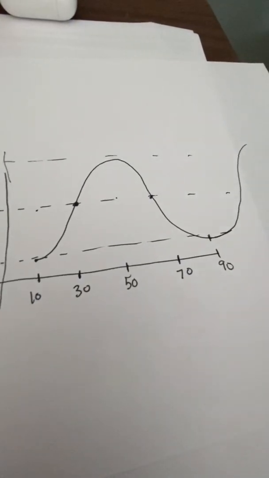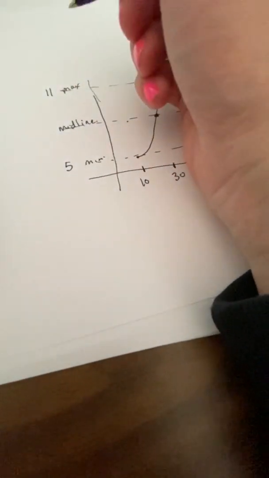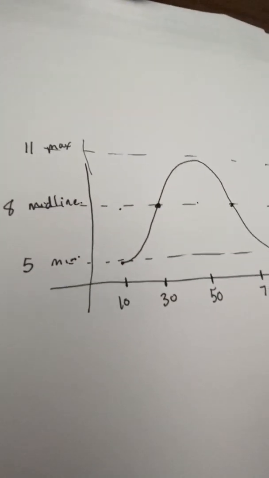So let's just say we did the math and want to know when it was at, let's put some numbers on here. Let's say this was 5 up to 11, so halfway would be at 8. So it went up 3, it went down 3. Okay, let's just go with those numbers.